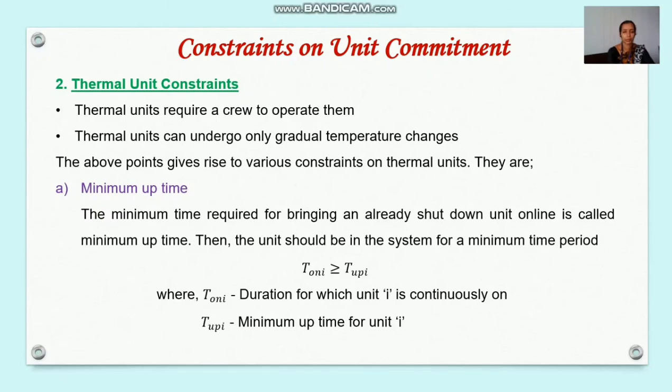So we know about thermal power plants. In thermal power plants, the thermal units are very difficult to turn on and turn off. These thermal units, when turned on, undergo very gradual temperature changes. We cannot instantly apply load to the thermal units or steam turbine driven generators. So they undergo only gradual temperature changes. They take a very long duration of time to reach their normal operating temperature after switching on.